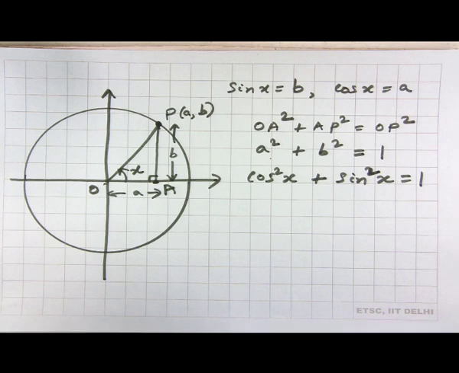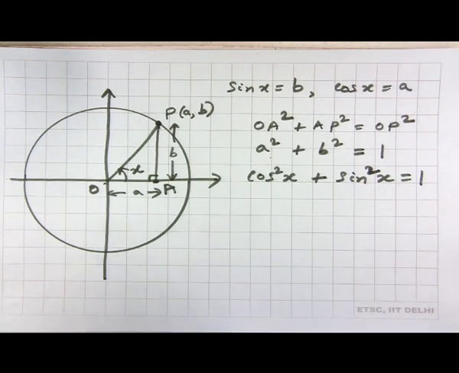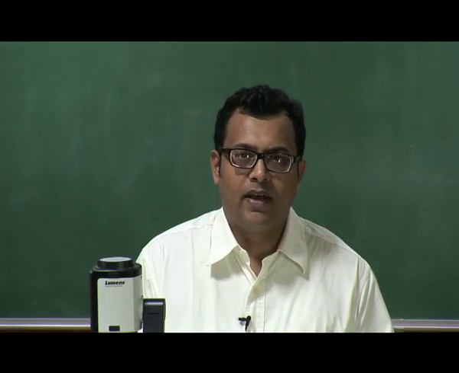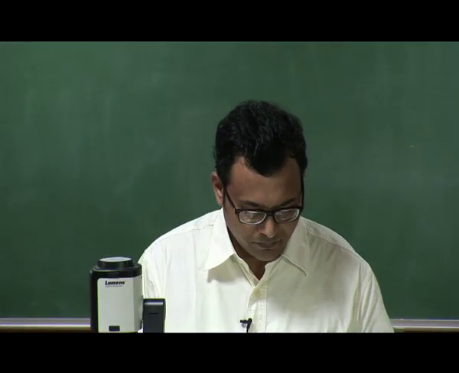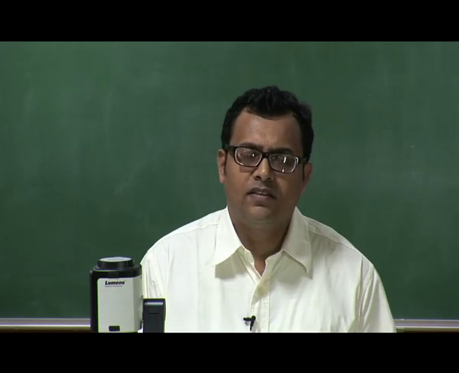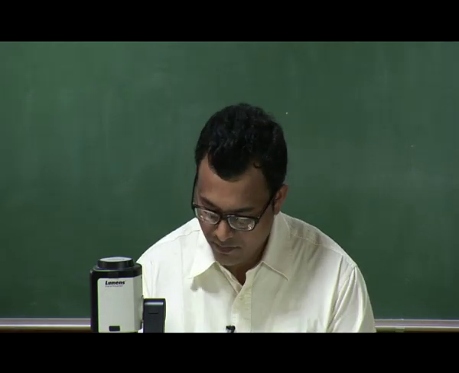Now, we said that sin x and cos x will lie between minus 1 and plus 1. So, when does it happen that sin x becomes 0?